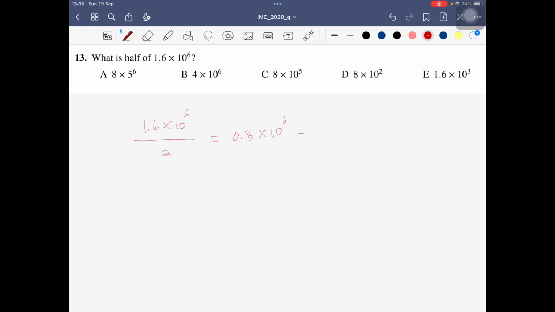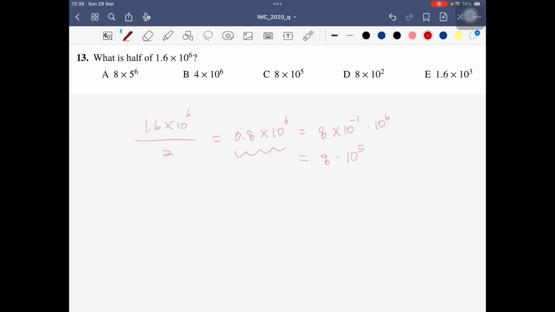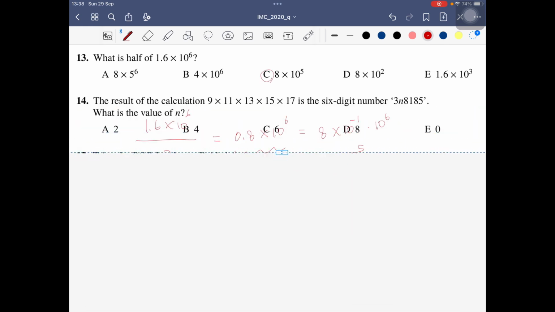But this is not proper scientific notation, so we put 0.8 as 8 times 10 to the power of negative 1 times 10 to the power of 6. So 8 times 10 to the power of 5. And let's go for the next one.